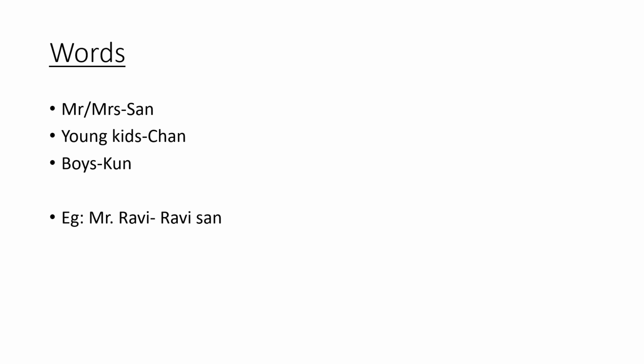Now, let's see about how we denote others. Like when we have prefixes like Mr. or Mistress or Mrs., we use san. These are for elder people. Whereas when we use it for small kids, we use chan, Yumiko chan, etc. But when we want to specifically mention boys, like only boys, then we use kun. For example, Mr. Ravi would be Ravi san, but if Ravi is a small kid, it would be Ravi chan, right? Or boys in general would be kun.